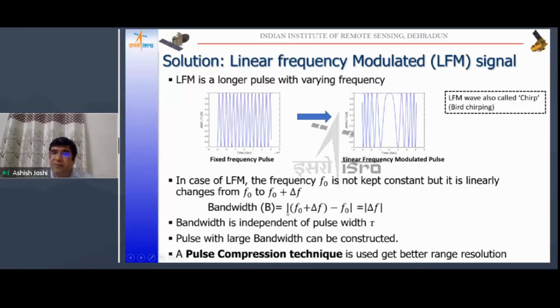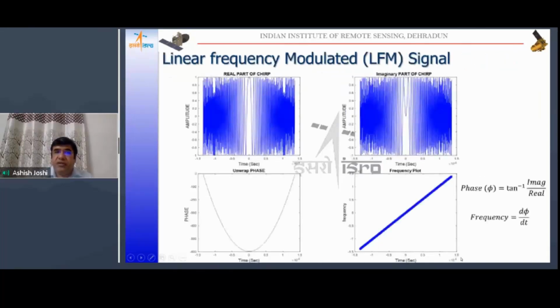The bandwidth is given by F0 plus delta F minus F0, where delta F is the increment, so the bandwidth is delta F. The bandwidth is independent of the pulse width, meaning we can make a pulse independent of tau. Only with the help of bandwidth we can make a signal, so a pulse with large bandwidth can be constructed. A pulse compression technique is used to get a better resolution. So this is the LFM.